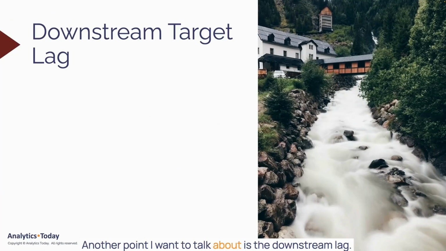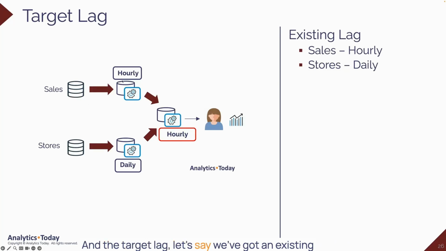Another point I want to talk about is the downstream lag. And the target lag, let's say we've got an existing lag of the sales of hourly and the stores daily, and then the combined result, the aggregate, is every hour. So every hour any new changes are going to come in, are going to be refreshed in here. Because there's a dependency, this will start after this one has completed, and it will pick up the latest entries from the stores table, but they'll only be refreshed every day. Let's say because we only deliver stores changes every day.